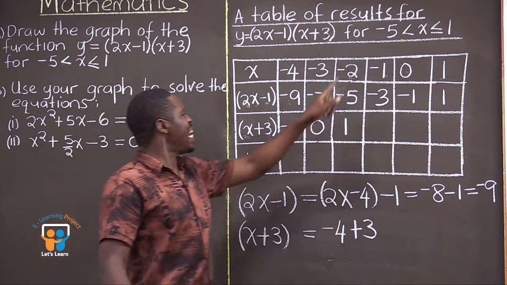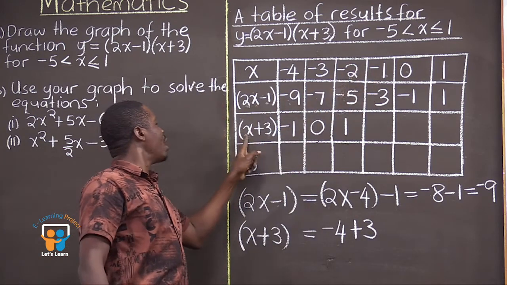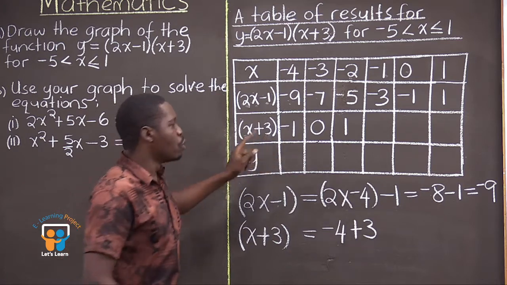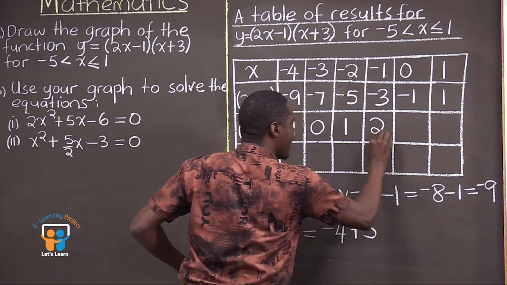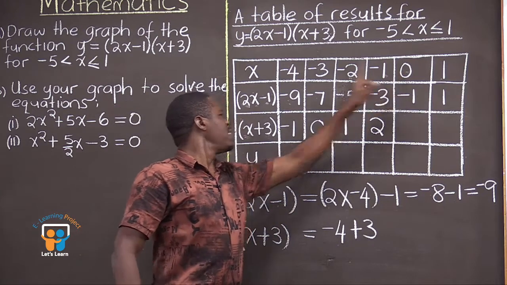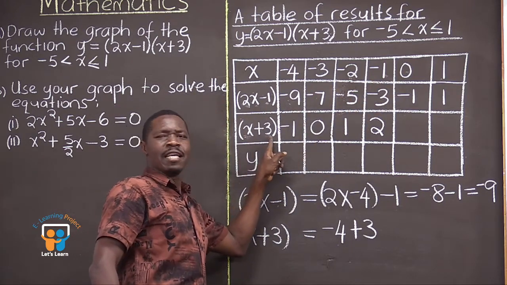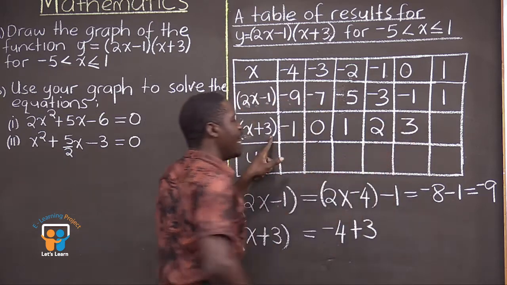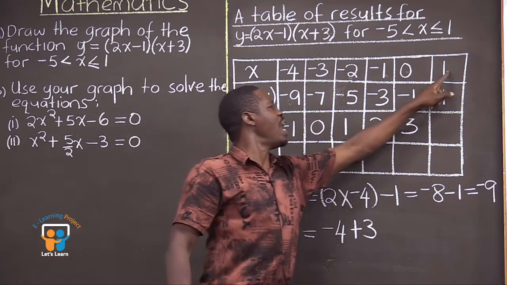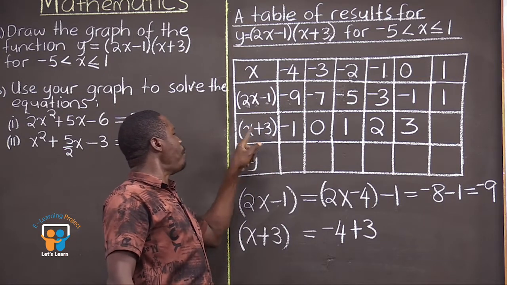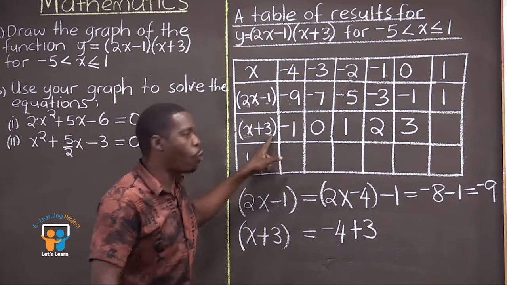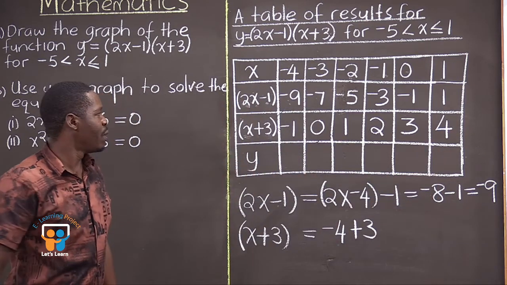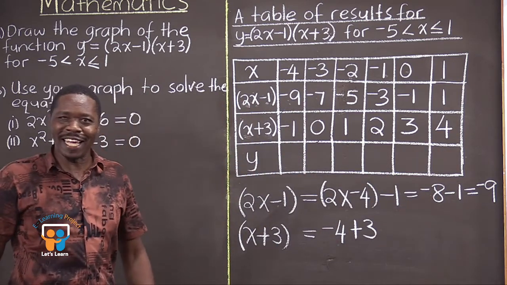Wonderful. Negative 1 plus 3. What do you get? A 2, which is a positive. You write it there. 0 plus 3. What do you get? You get a 3. You also write it there. And lastly, 1 plus 3 to give you a 4. You write the 4 also there. I hope we are moving together.